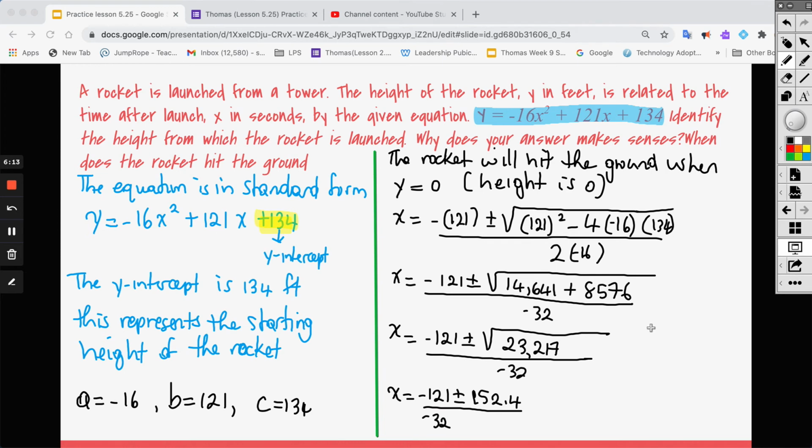So we can split our answer. When the square root is positive, x is equal to negative 121 plus 152.4 divided by negative 32. And when we do that, that gives us x is equal to negative 0.98, sorry.